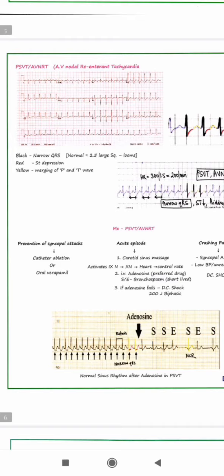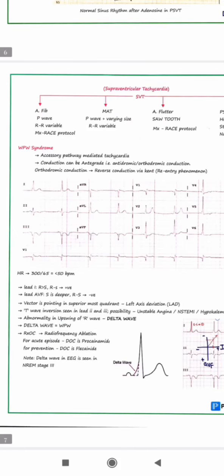Now the management of PSVT and AVNRT is prevention of recurrent attacks by catheter ablation or giving verapamil, and terminating the acute episodes by carotid sinus massage. If the patient is unstable or has syncope, we go for DC shock. Here we can see that when we give adenosine, the rhythms are constantly changing. This is showing normal sinus rhythm after adenosine in PSVT.